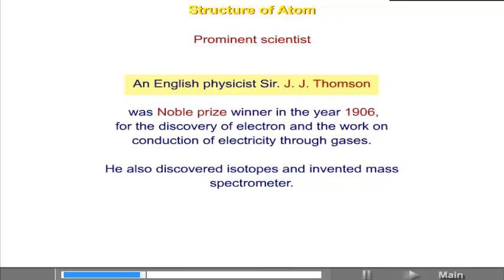Prominent scientists. An English physicist, Sir J. J. Thomson, was a Nobel Prize winner in the year 1906 for the discovery of electron and the work on conduction of electricity through gases. He also discovered isotopes and invented mass spectrometer.